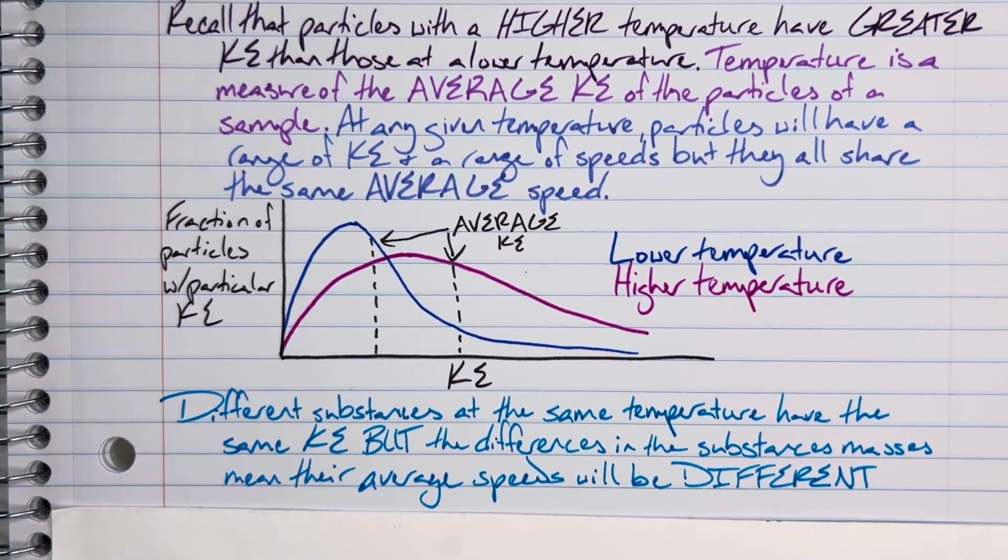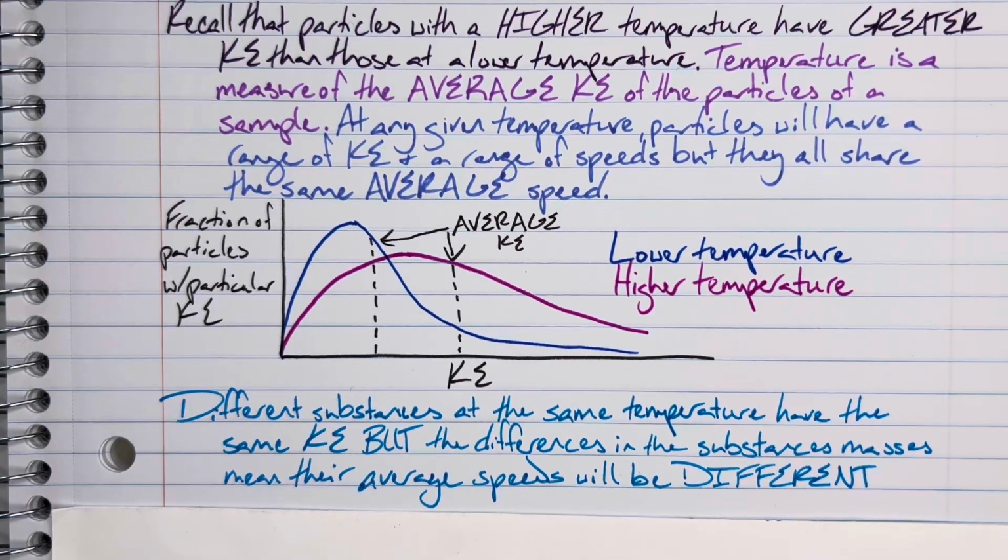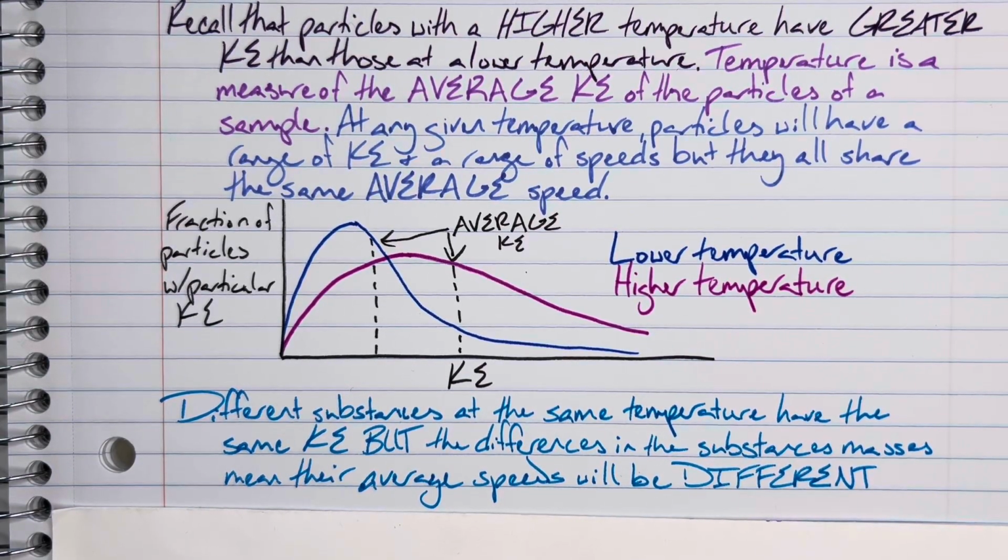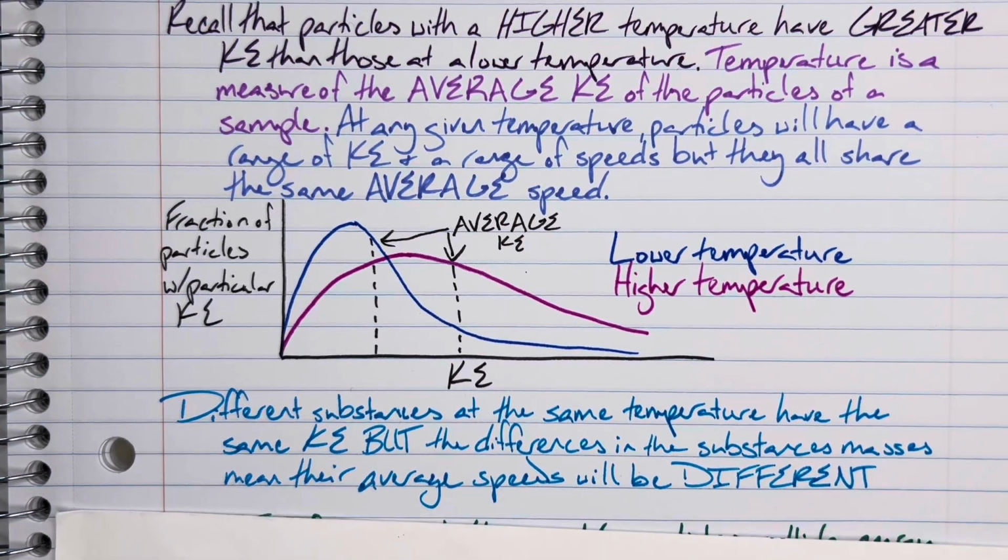So it's important to note that the temperature means that we have the same average kinetic energy. It does not mean that we have the same average speed in between compounds. Within the same compound, same average speed. In between different compounds, different average speeds.